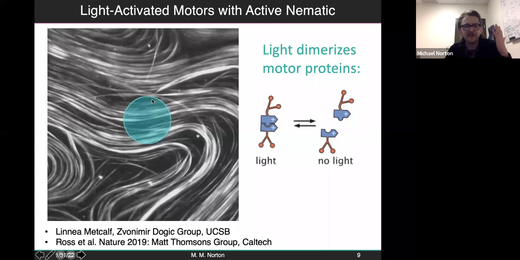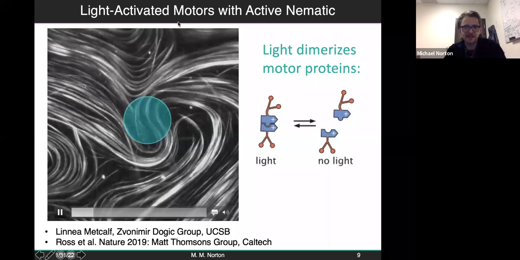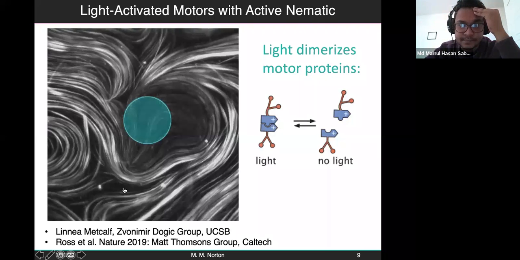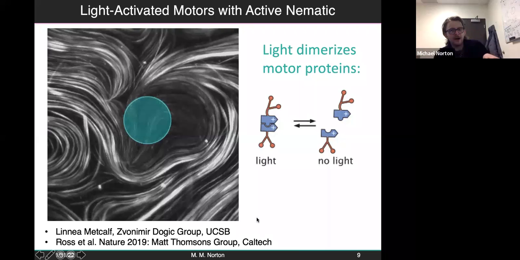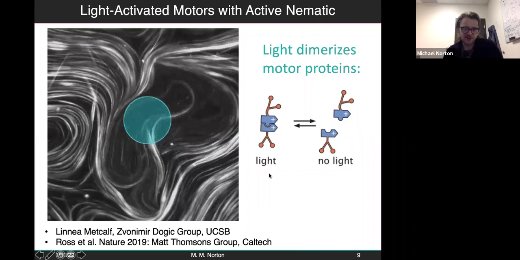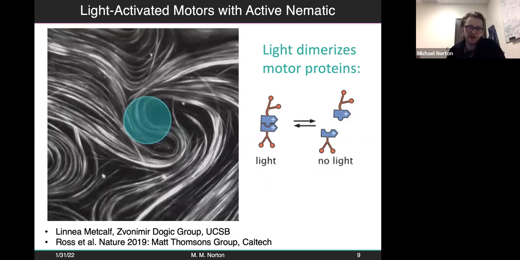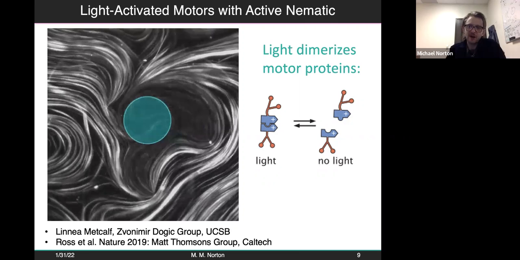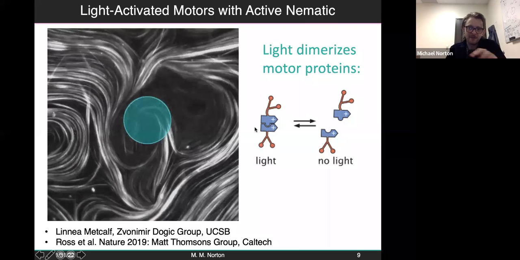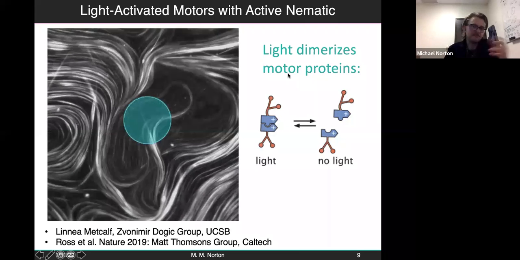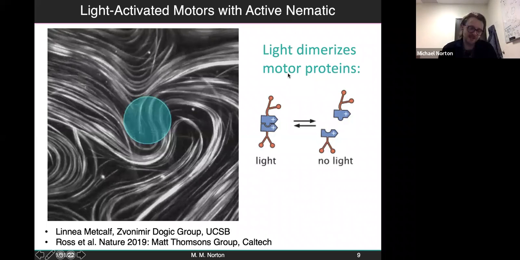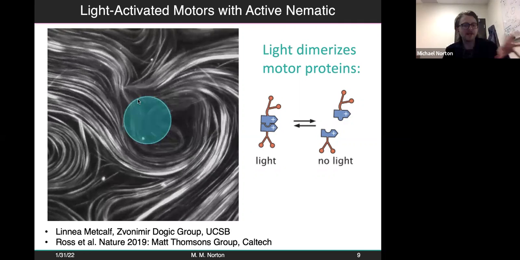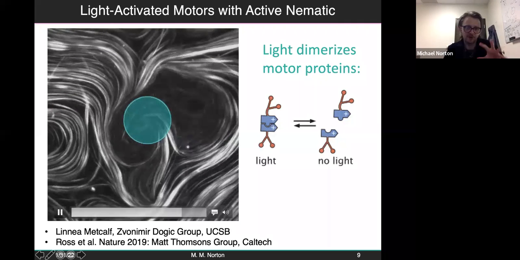So a recent advance that's really interesting to me is a collaboration between Zonyamir's group and Matt Thompson's group. They've taken those motor protein clusters, and instead of having them be permanently bound through this biotin-streptavidin connection, have functionalized them so that they only dimerize in the presence of light. And so now there's this possibility of creating spatial temporal control for this system.